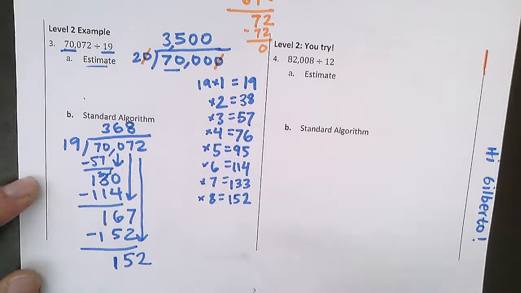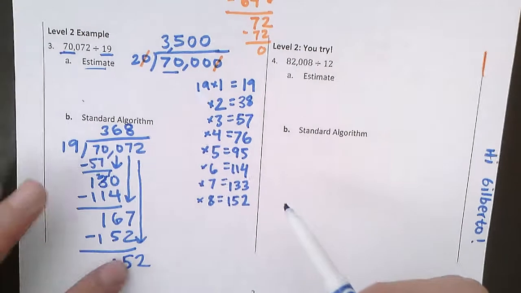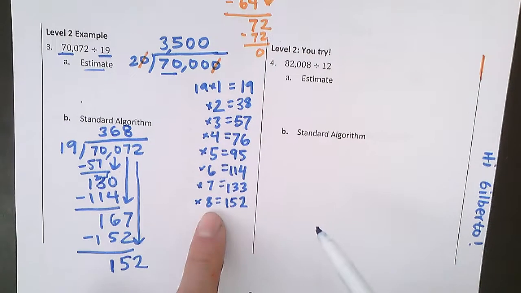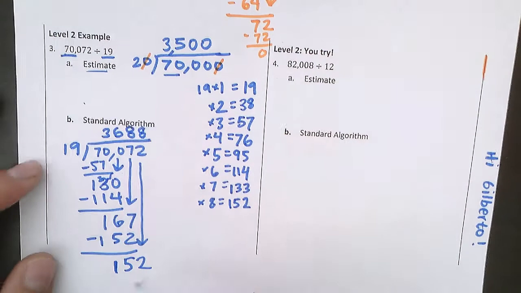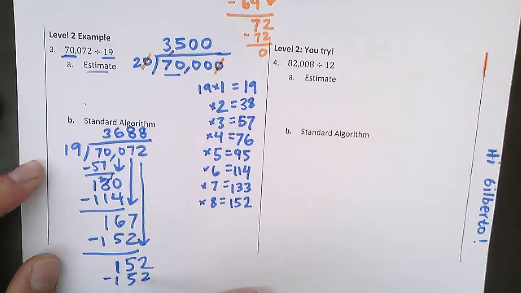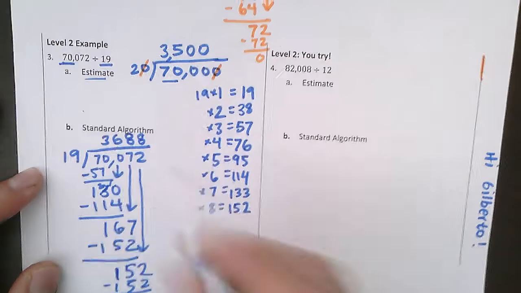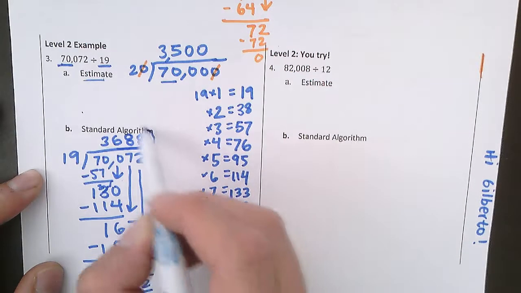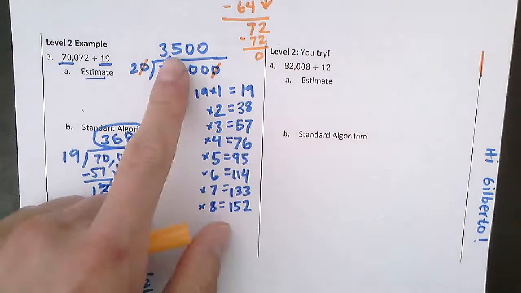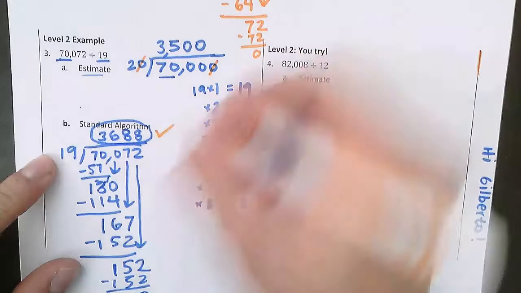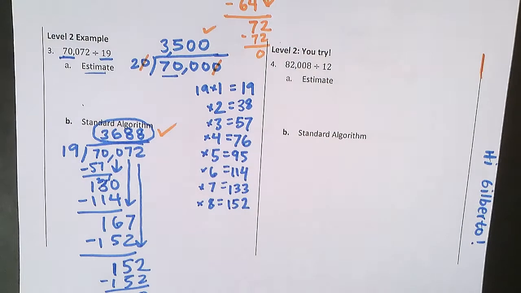152. How many times can 19 go into 152? Well, we know 8 times. 8 times 19 is 152. We get a 0, no remainders. So 3,688 is our final answer. Pretty close to our estimate of 3,500. Good, good, and good.